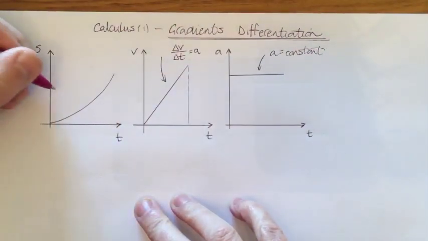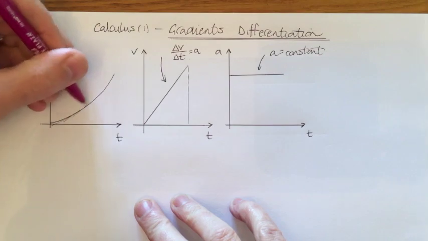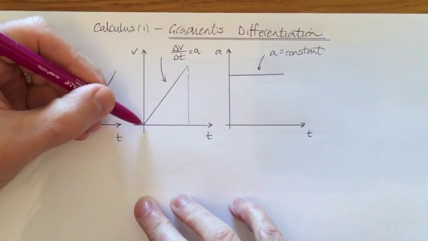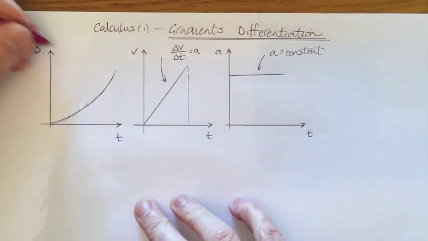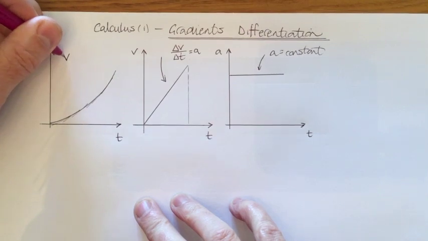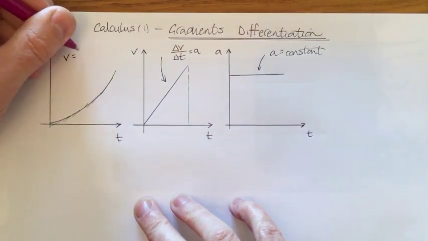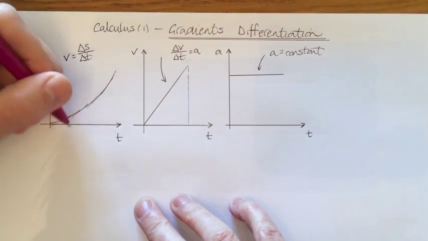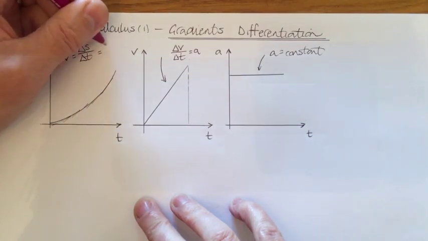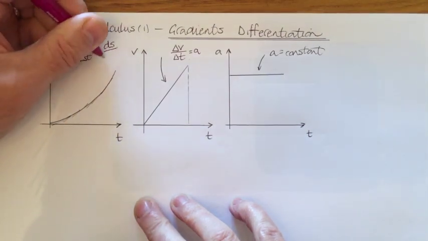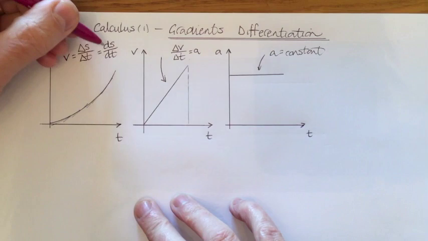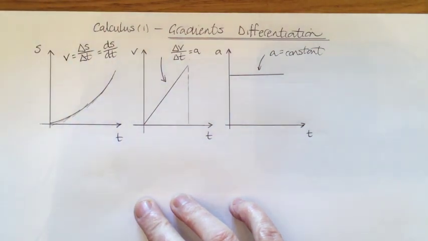Now, the gradient of this graph is changing all the time because the instantaneous speed of the object is increasing. So that gradient is increasing. So the velocity at any point on that graph is the change in the displacement over the time. But it's changing all the time, so we have to look at very small changes in displacement over small changes in time. And this small d means the change in displacement as the limit of that change becomes smaller and smaller and smaller.